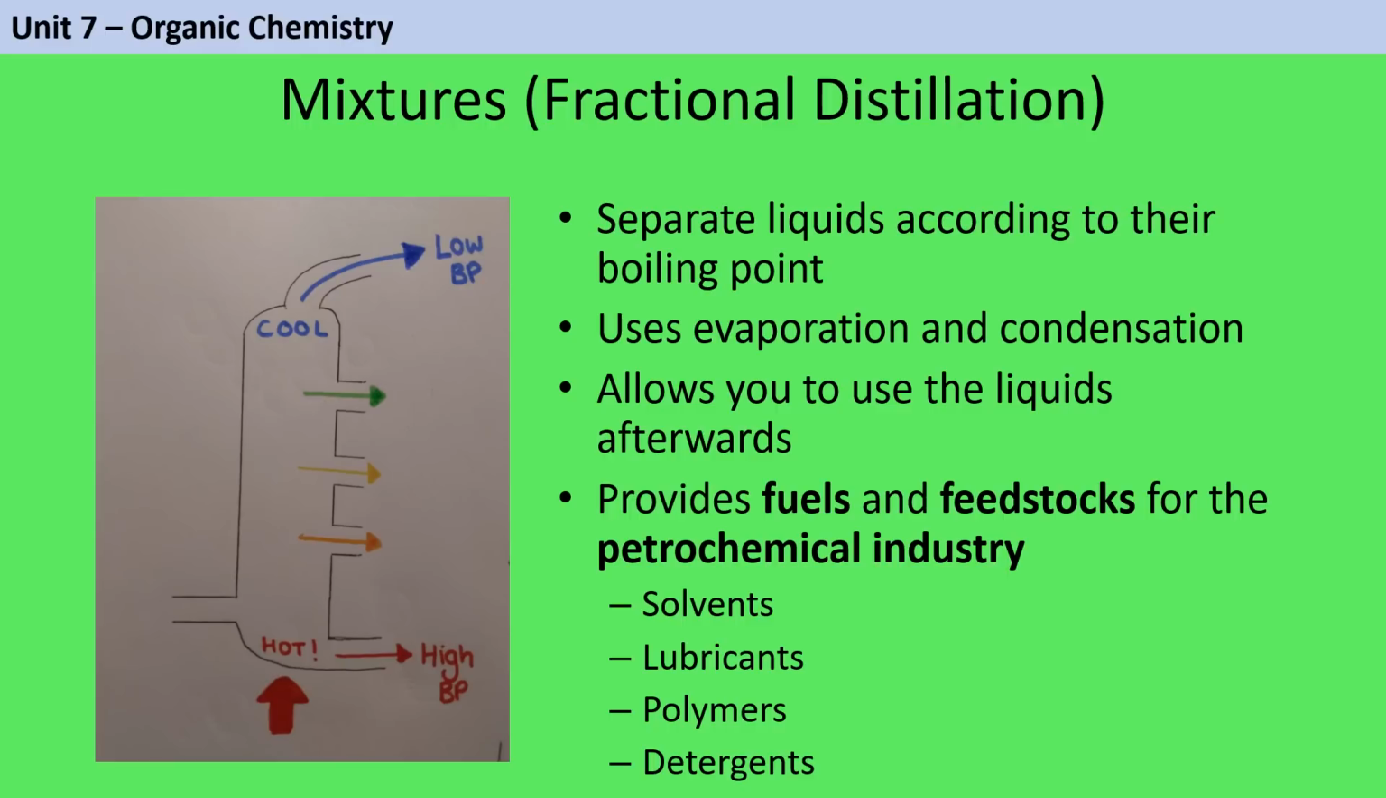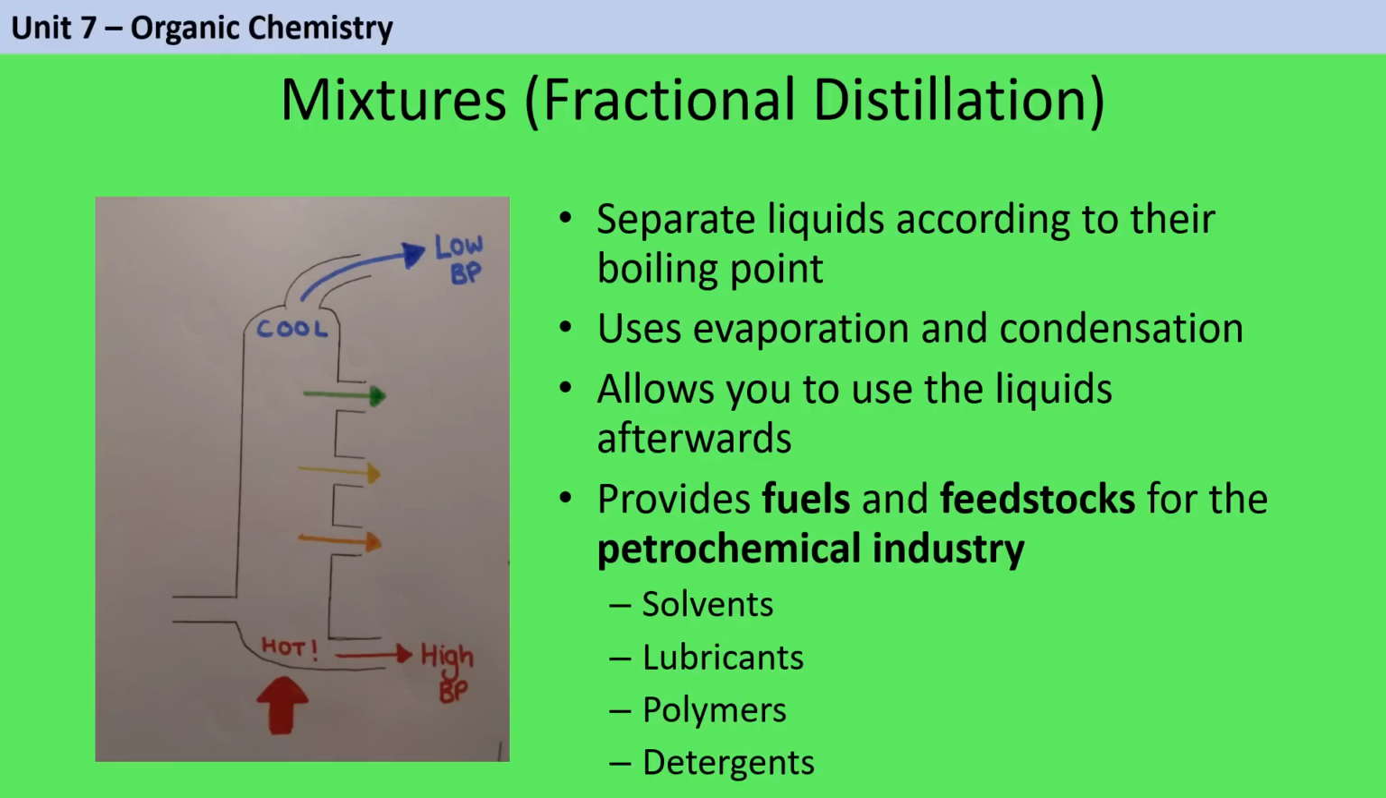In fractional distillation, a mixture of liquids is added to a fractionating column. At the bottom of the fractionating column is a furnace or a heat source which heats them all up to an incredibly high temperature. For the fractional distillation of crude oil, this tends to be somewhere in the region of 400 degrees C. At this temperature, almost all of the alkanes are going to evaporate.